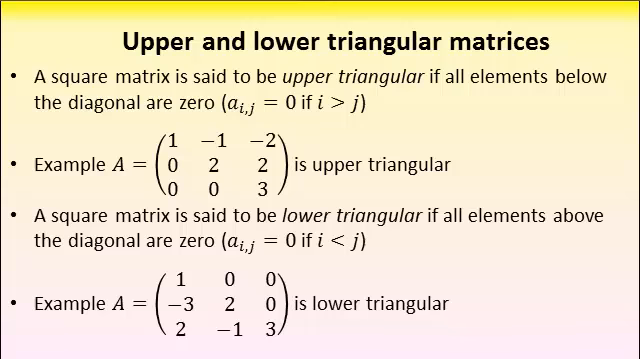Similarly, for the lower triangular matrices, a_ij should be equal to 0 if i is less than j. Again, if i is less than j, then the row number is less than the column number. And if the column number is greater than the row number, we must be above the diagonal.